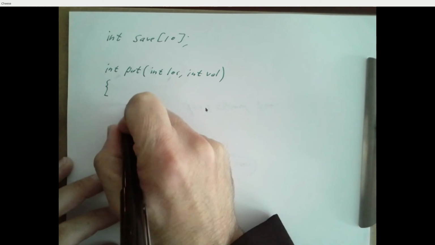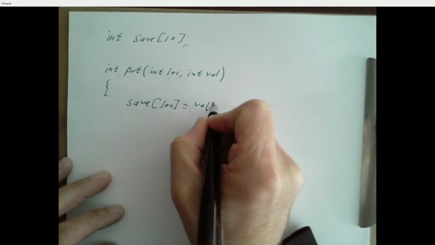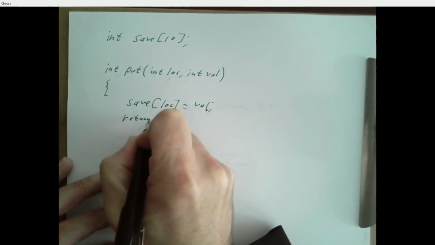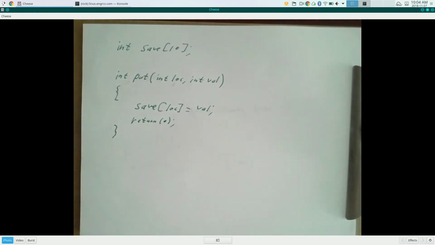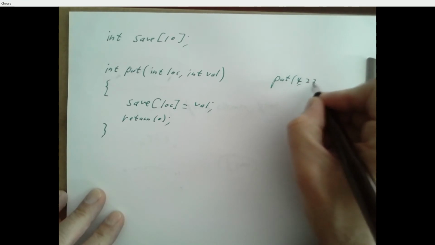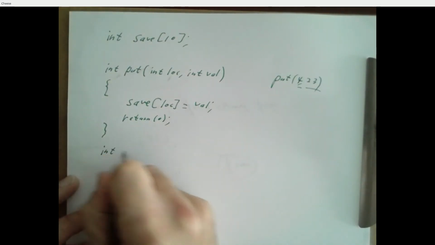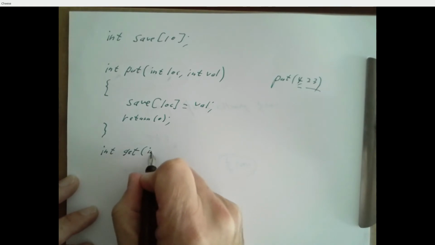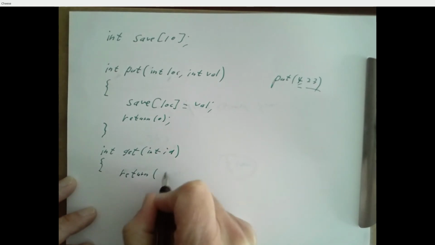So you can just pop it into that element in the array, right? Return your 0, because for some reason I said you should return a 0, right? And there's a fine put routine. And so if you put 4, 23, it's going to save that number at index 4. So it's a way to store 10 values and then later retrieve those. Get, and you just tell it the ID of the number that you want. Just return it from your save array.